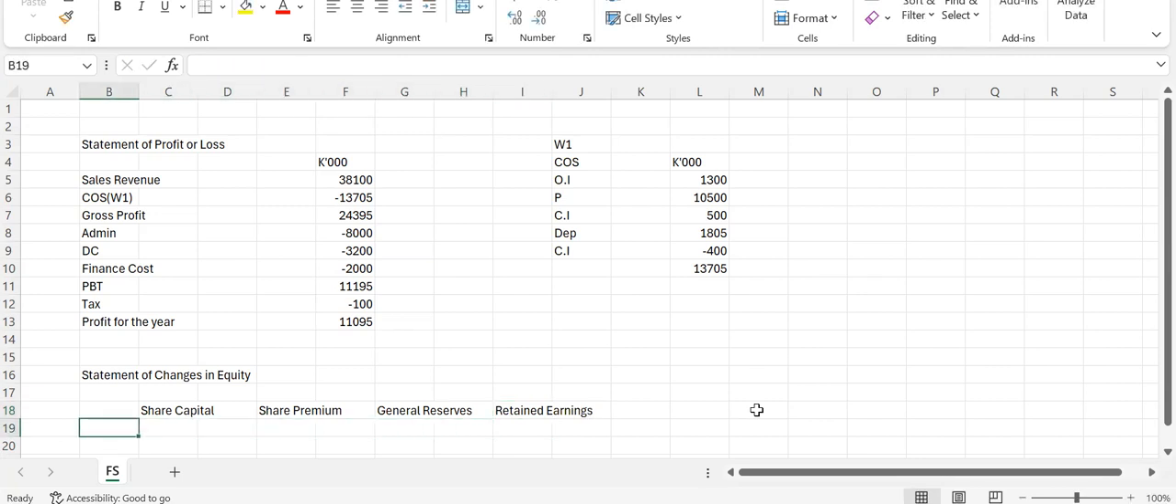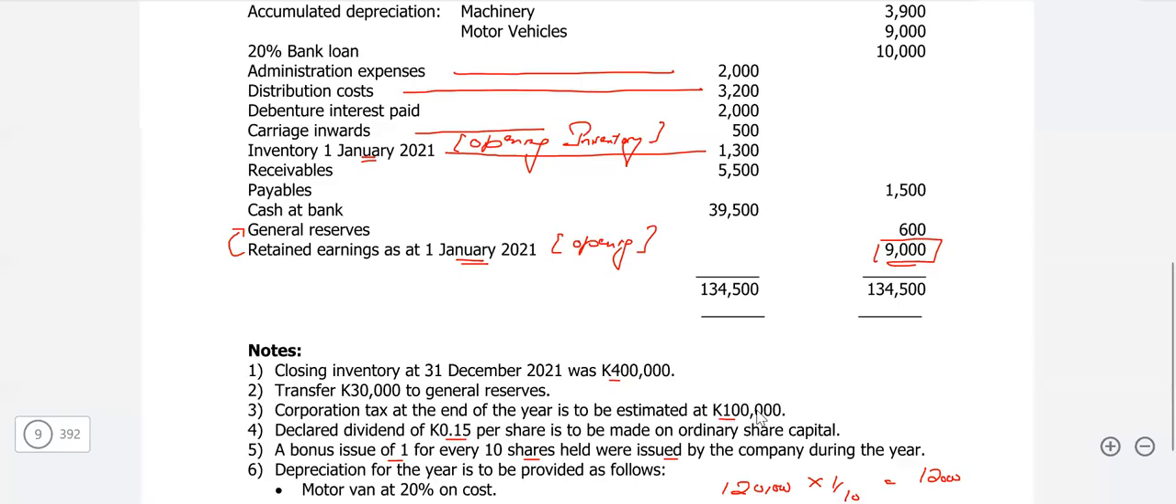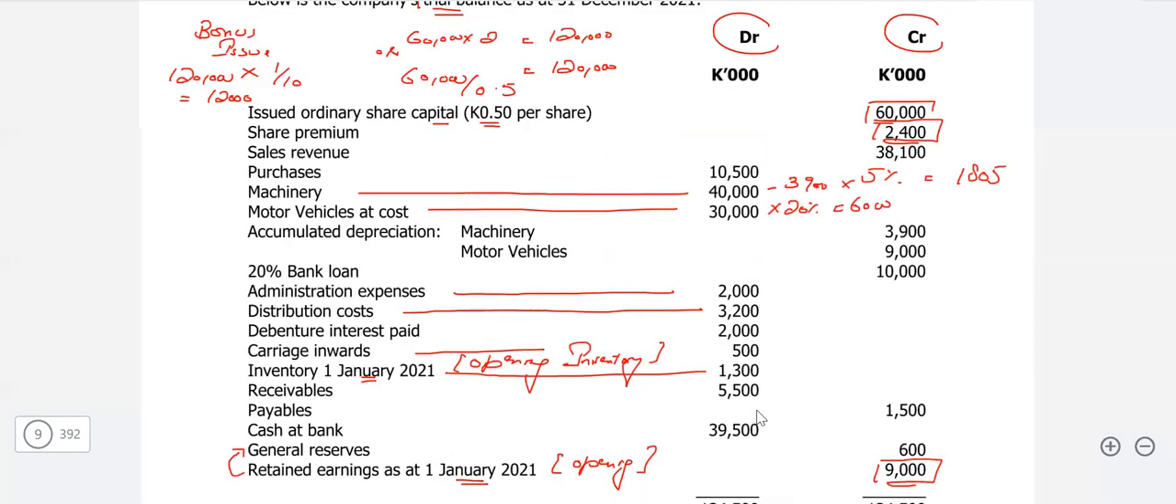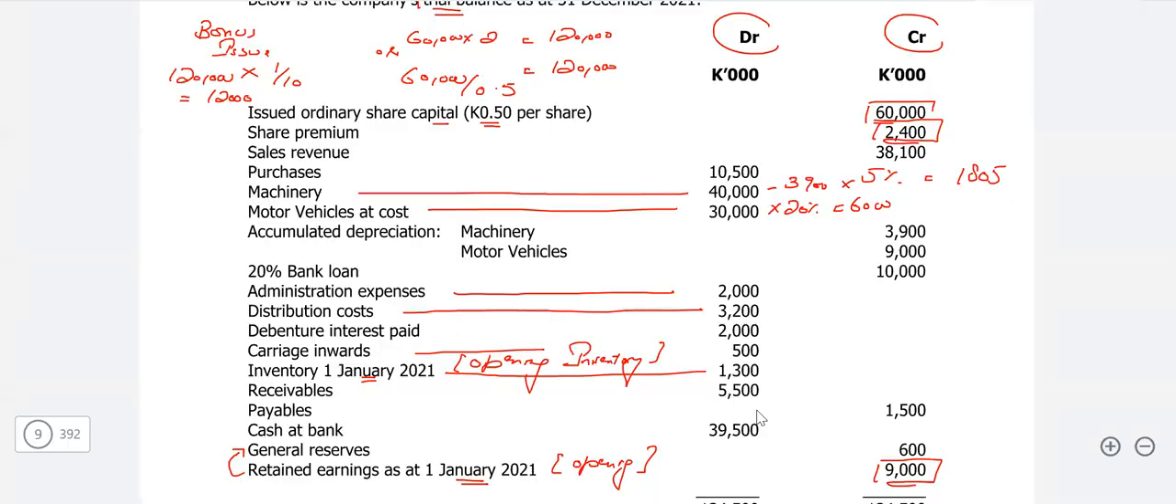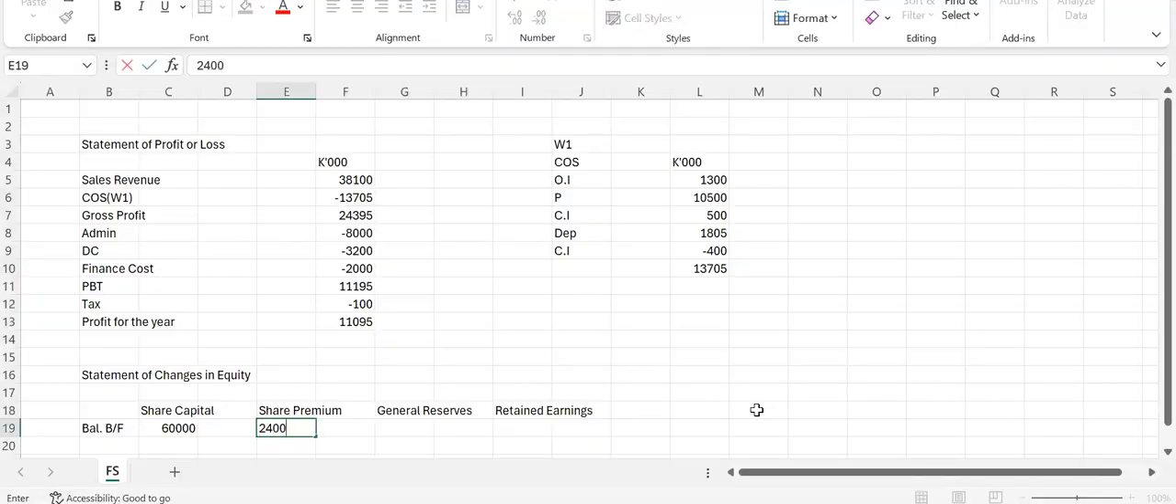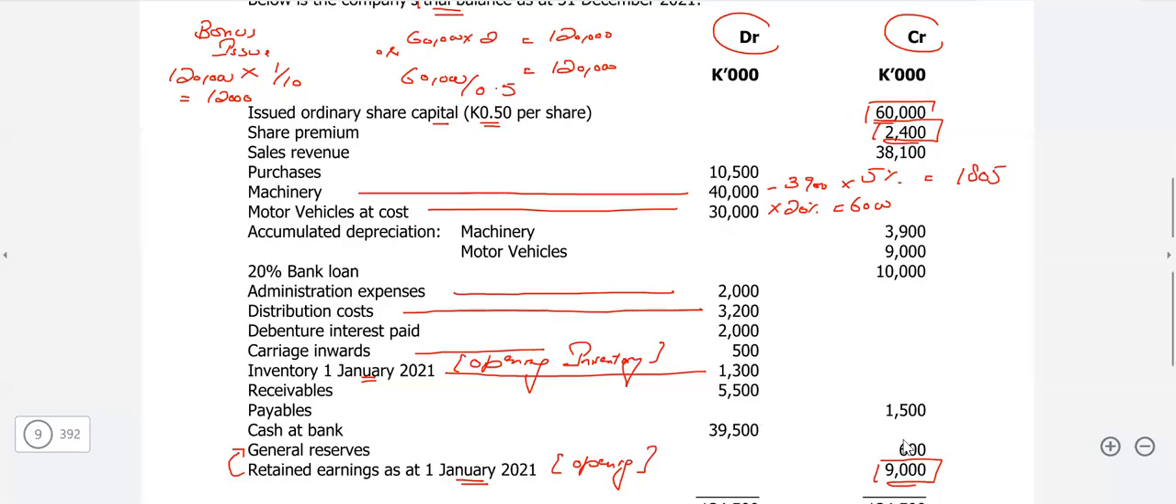Okay, so once we have put this, now we need the balance brought forward, right? So balance brought forward. So we put the share capital. How much is the opening balance? We need to write the balance, not the shares, over here. So the balance is 60,000. The share premium is 2,400. And don't forget to mention again that we are doing this working in K000, just like we mentioned within the statement of profit or loss. The general reserves is 600.